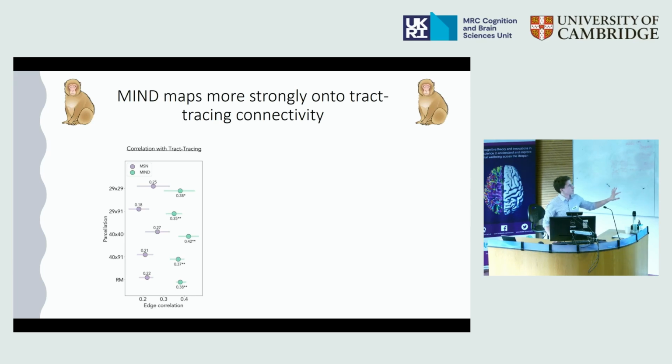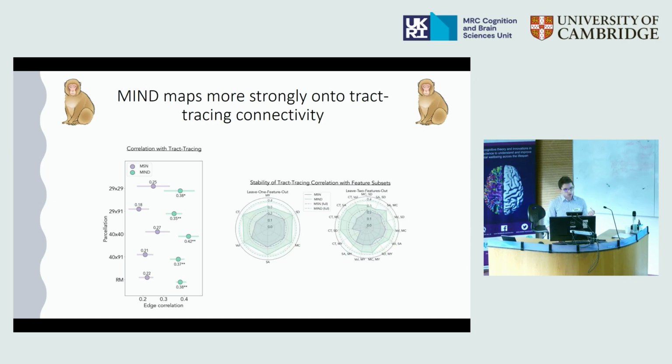But across 5 different tract tracing connectomes, we found that MIND is more closely related to tract tracing connectivity as well. It's worth noting that the correlation in either case isn't extremely high. The maximum is about 0.4. But just comparing the two methods, at least, we do see a slightly higher correspondence. And that held when we constructed these networks using different combinations of structural features. So in a leave-one-out feature framework or leave-two-features-out framework, we saw basically the same pattern regardless of which features we included in these networks.